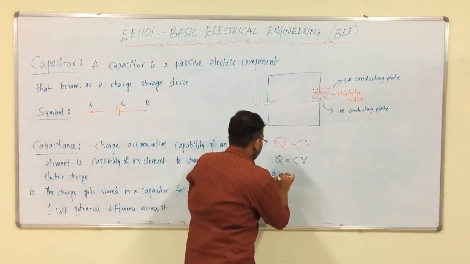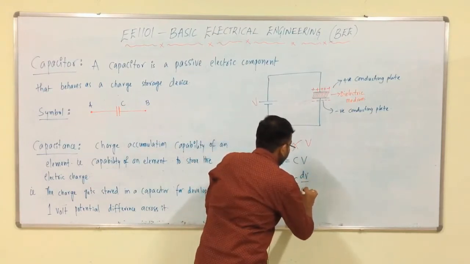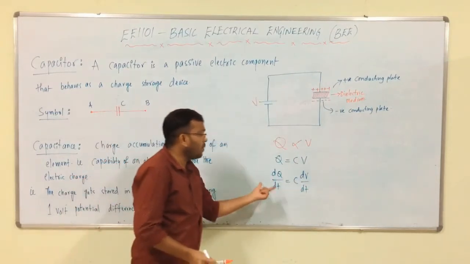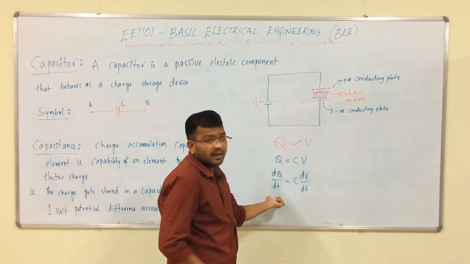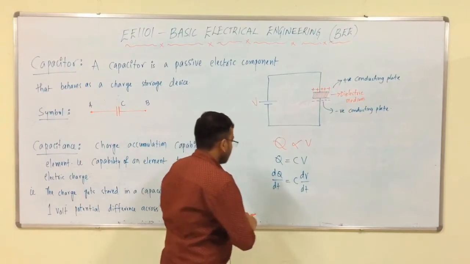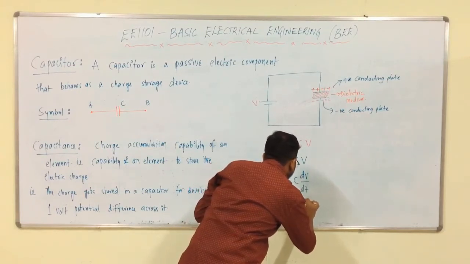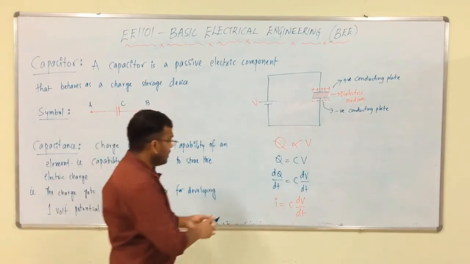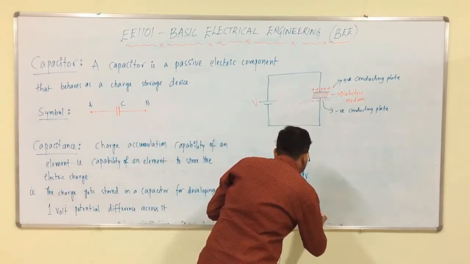Differentiating, dq by dt is equal to C into dV by dt. So, what is this dq by dt? It is simply current. So, I is equal to C into dV by dt. This is the value of current in a capacitor.